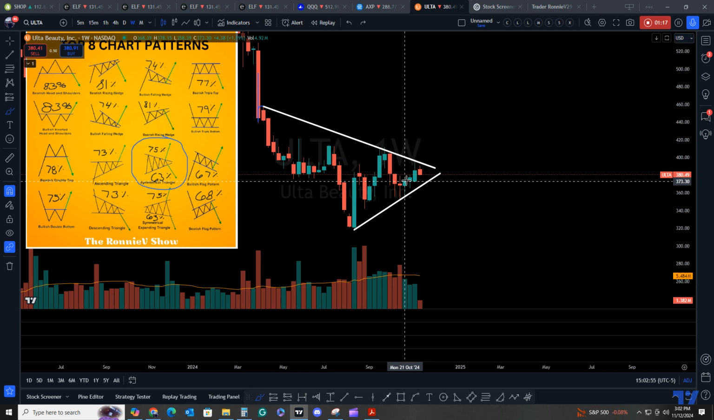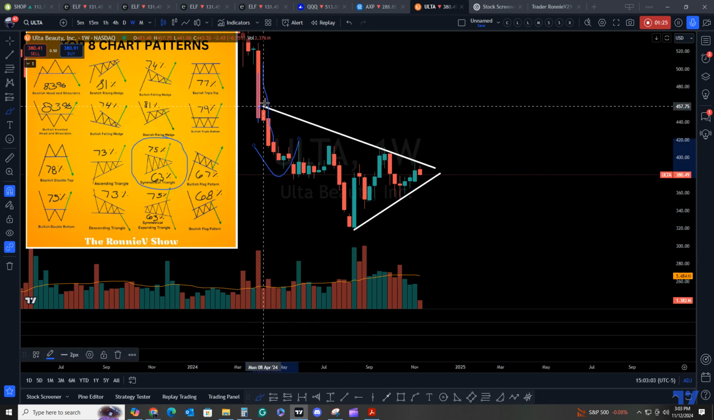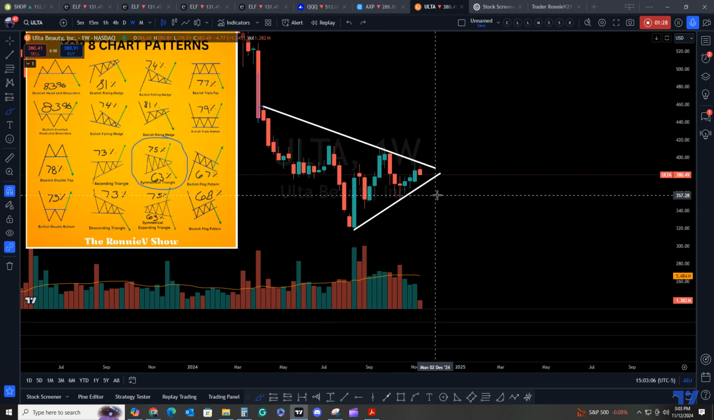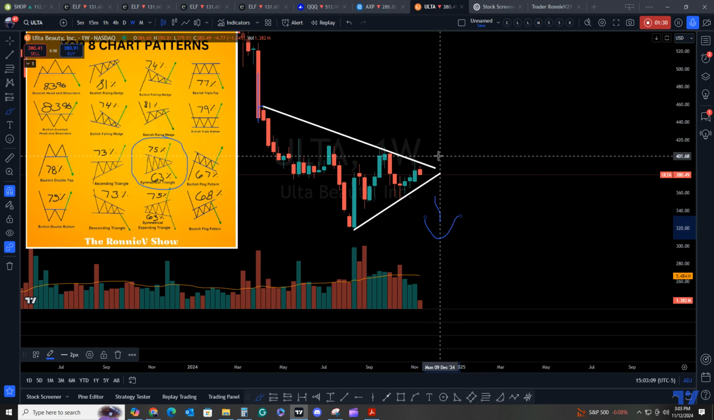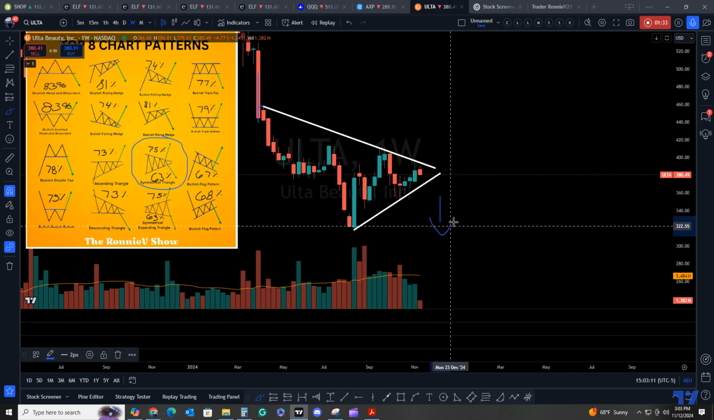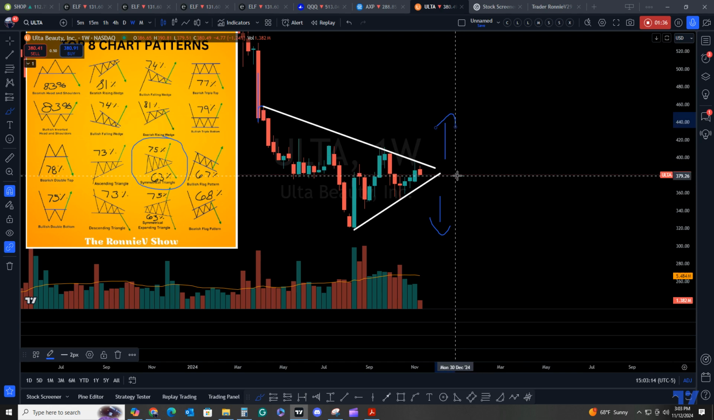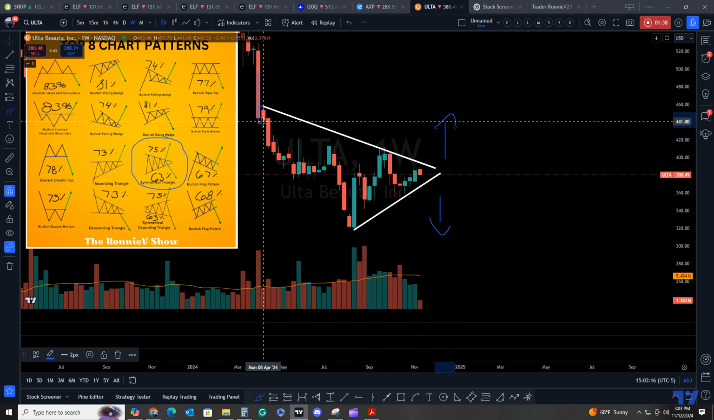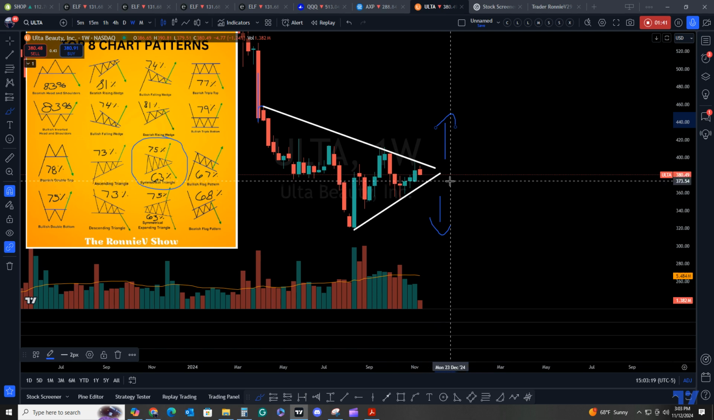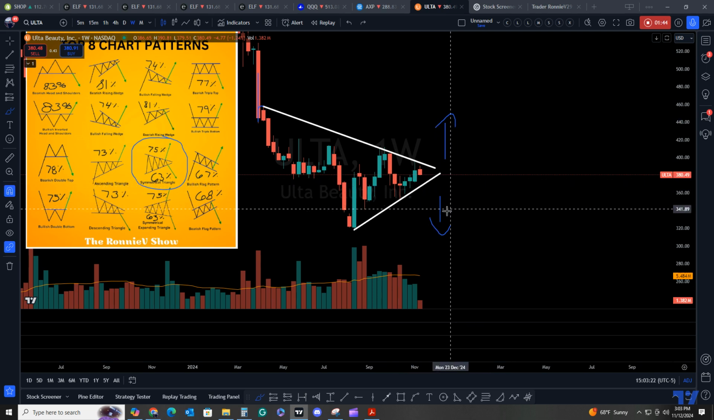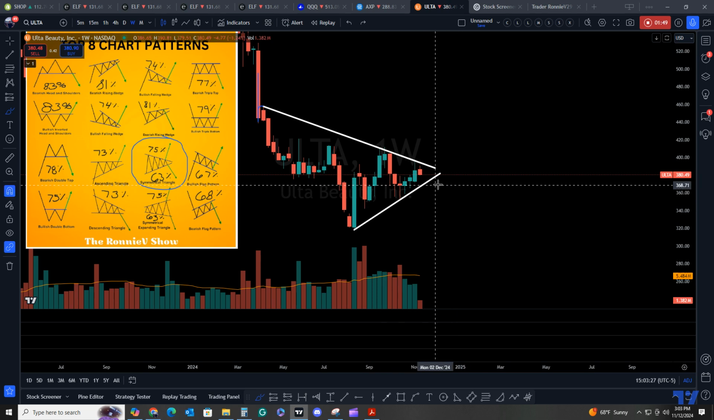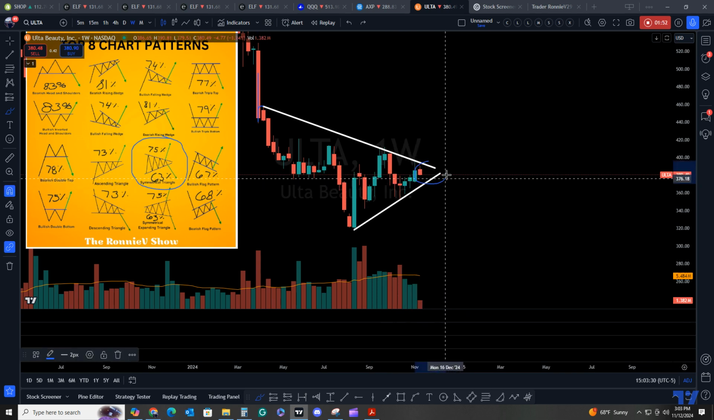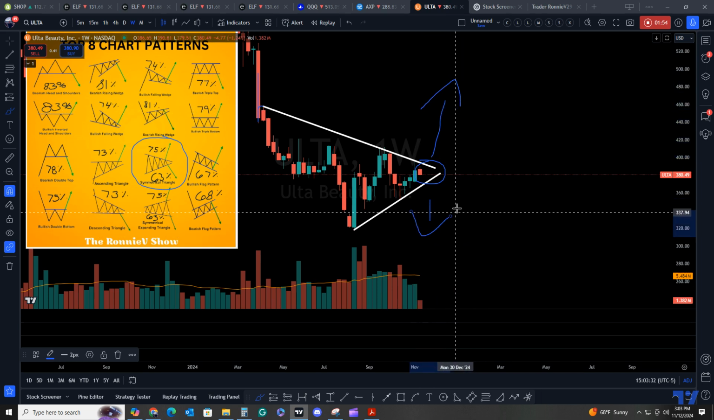Now, typically a symmetrical triangle pattern is considered a continuation pattern. So meaning if we were coming downward and then we form this, you will more than likely get a break to the downside. But I like to play them in the way of, whatever way it breaks is the way it's going to go. You shouldn't just say, oh, there's a symmetrical triangle pattern, I'm going to try to get ahead of the game and say that it's going to go to the downside. If it doesn't break to the downside, do not do that. You have to wait for it to get really tight in here and then tell you if it's going to go up or down.